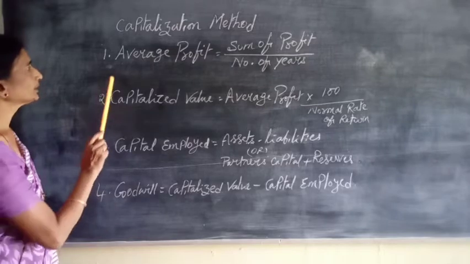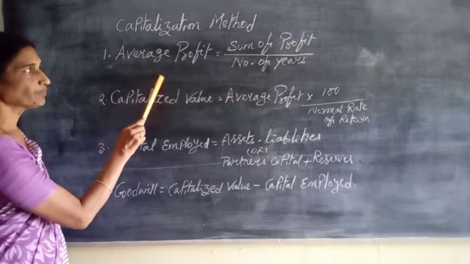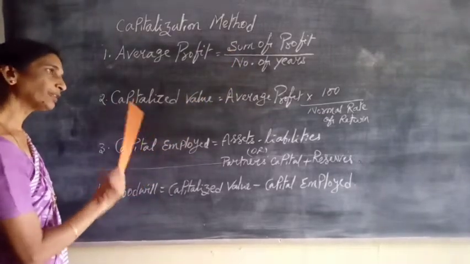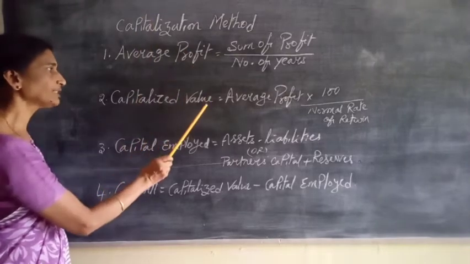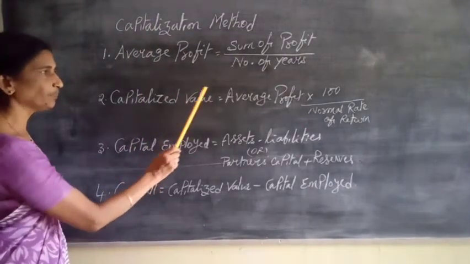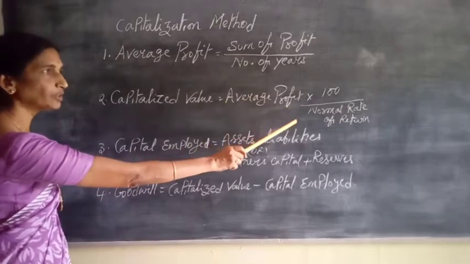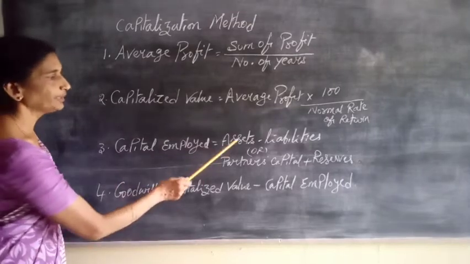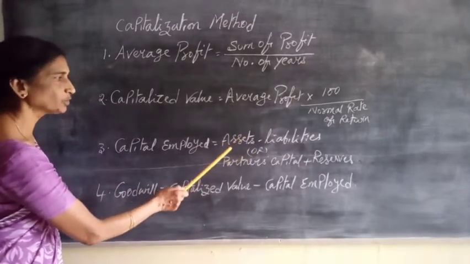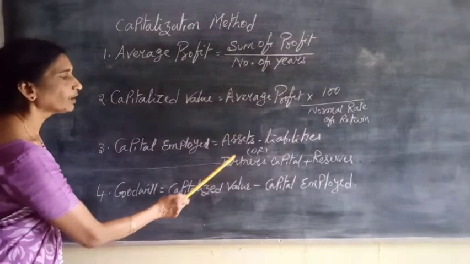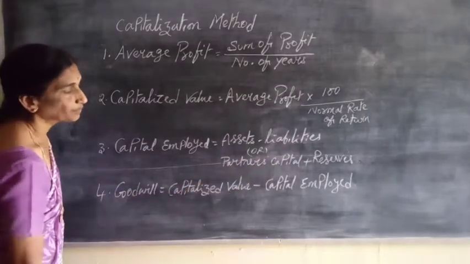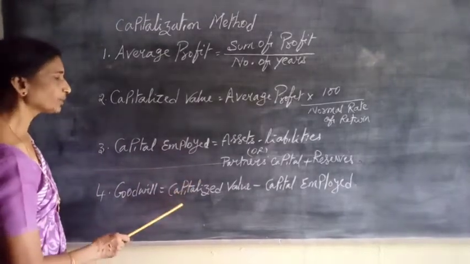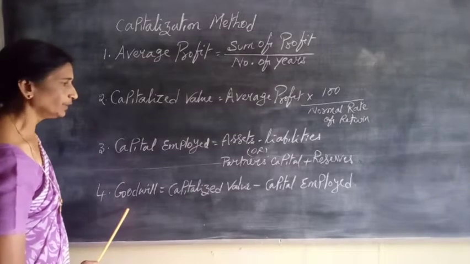See, once again I am telling you, first average profit is calculated by the formula sum of profit upon number of years, and then the capital required to earn this much of average profit is taken out. That is, capitalized value is equal to average profit into 100 upon normal rate of return. And so then capital employed. Capital employed is equal to assets minus liabilities. This is also known as net assets. Or partner's capital plus reserves. And afterwards, the capital employed is deducted from the capitalized value to get the value of goodwill.